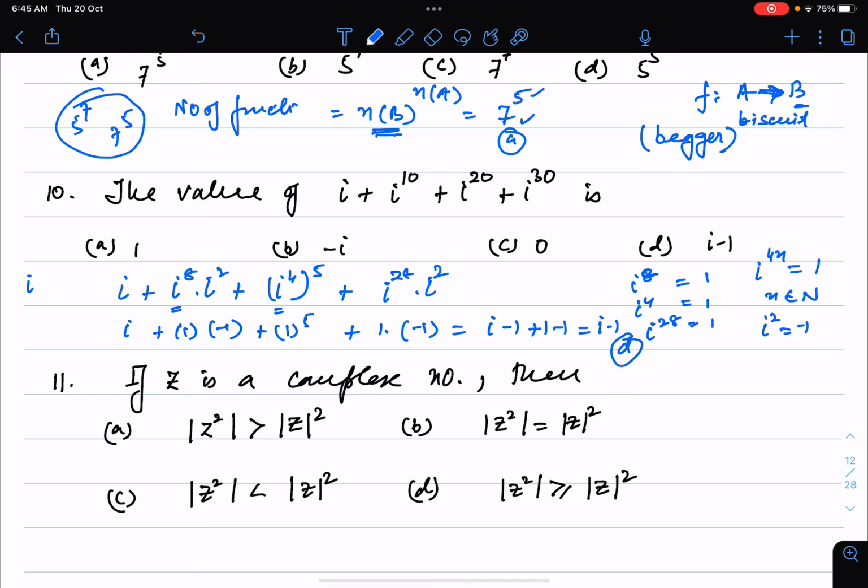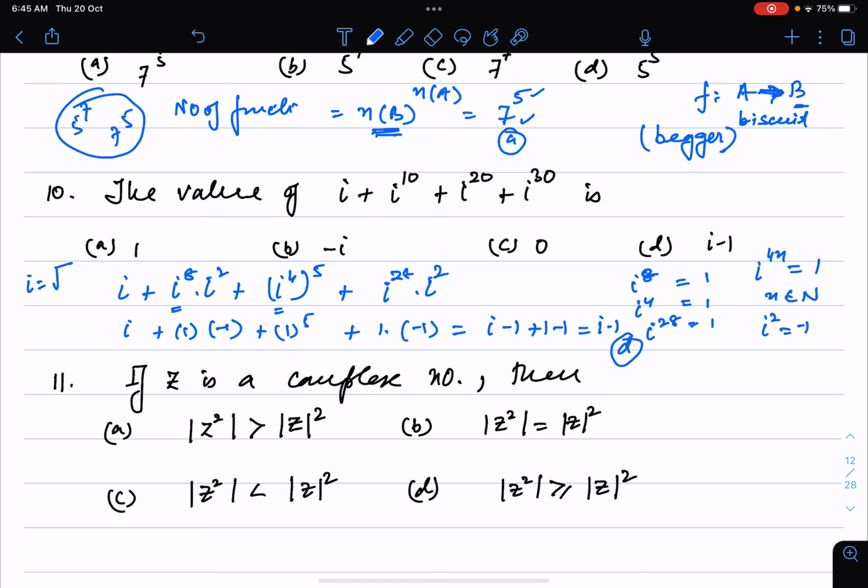You all know that iota is equal to root of minus 1. Iota square will be minus 1, iota cube will be minus iota, iota power 4 will be minus 1 to the power 2, that is iota square whole square, that is minus 1 square, that is 1. The same thing we have written over here also.